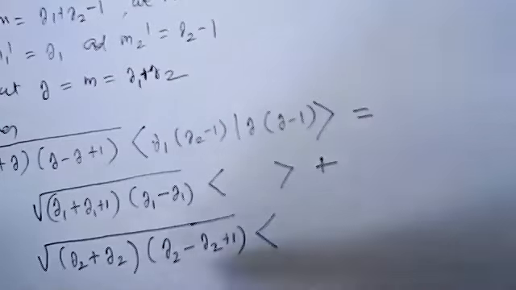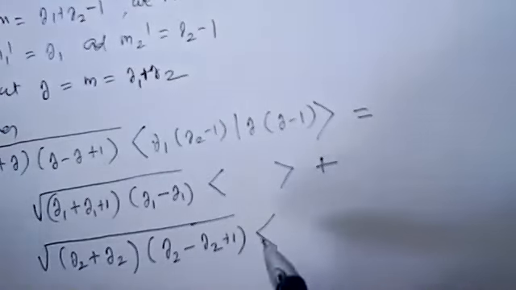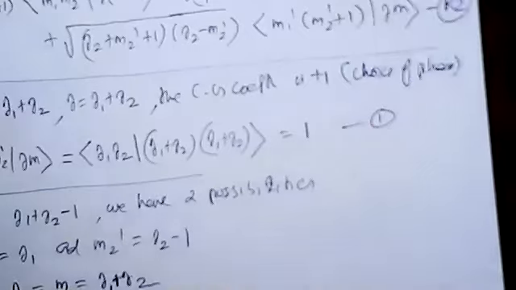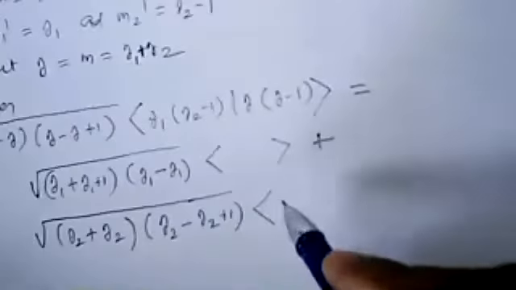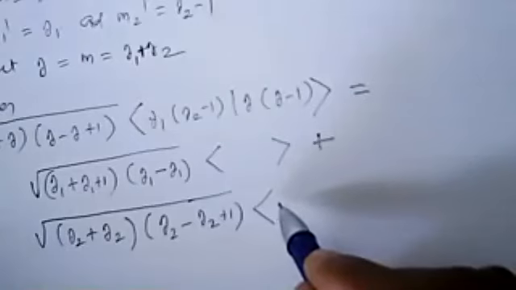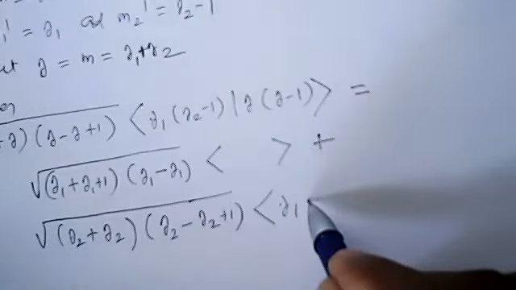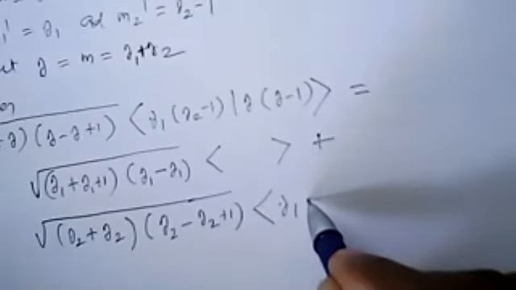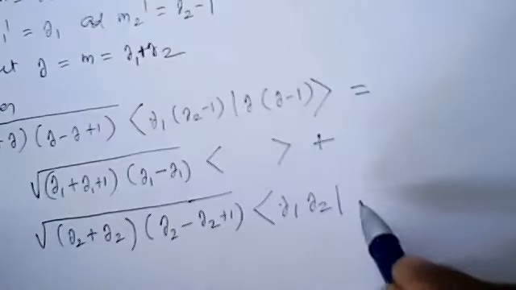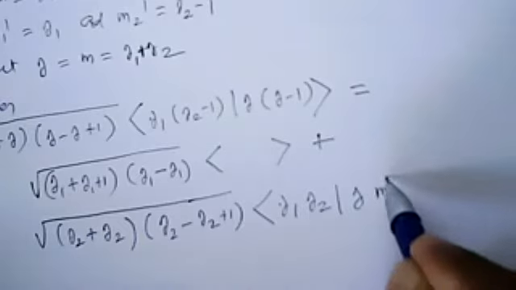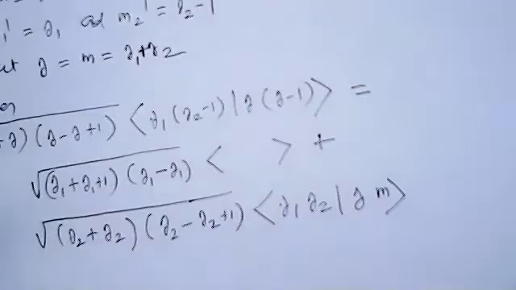Now this coefficient will exist. So we have to write that. That is scalar product m1 dash m2 dash plus 1 jm. Okay. So m1 dash, that is j1. Then m2 dash plus 1. m2 dash plus 1 is j2. Then jm. Okay.